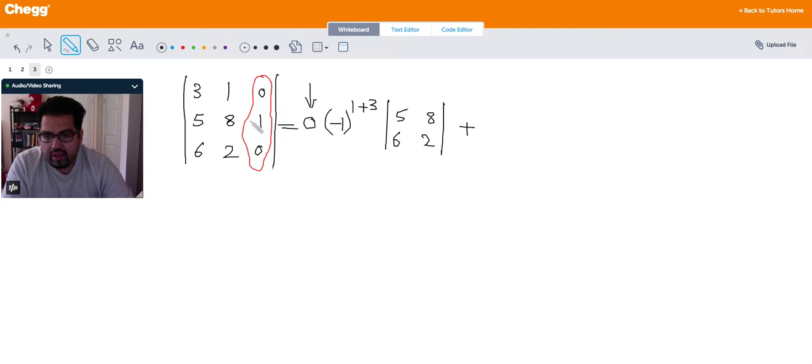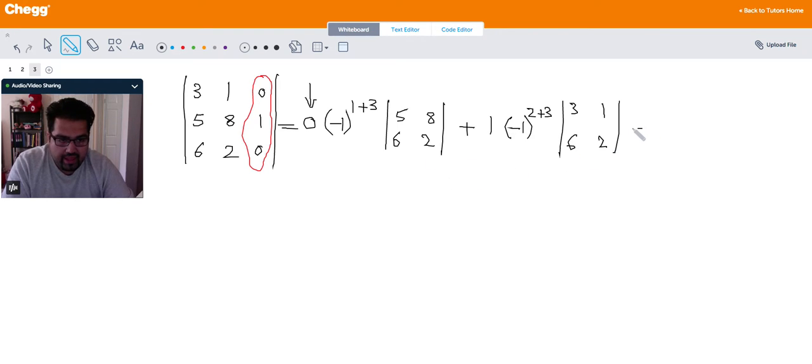The second part is 1 times negative 1 to the power of, this is the second row and the third column, so 2 plus 3. And the determinant obtained by canceling the second row and the third column is going to be 3, 1, 6, 2. And similarly for the third part, that's again 0 times negative 1 to the power of 3 plus 3, times, if I cancel the third row and the third column, I'm left with 3, 1, 5, 8.